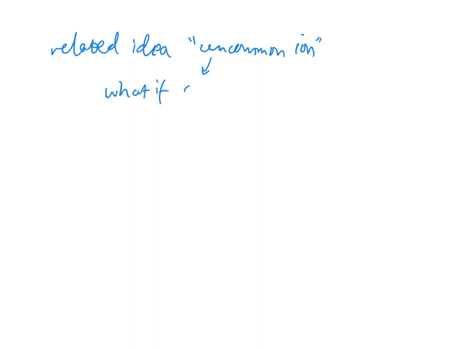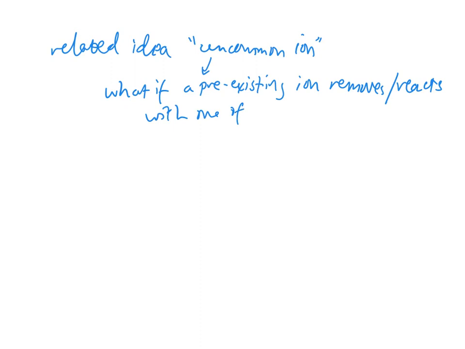Just as a related idea to this, before we move on to talk about the predicting of precipitations, you could also have sort of an uncommon ion. I don't know if anyone uses that term, but I'll refer to it that way, which is, what if a pre-existing ion removes or reacts with one of our compound's ions? So, what if something reacts with either the calcium or the carbonate?